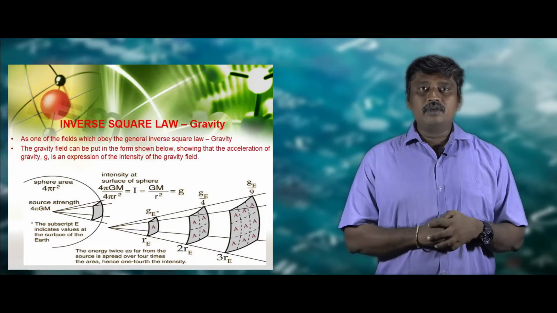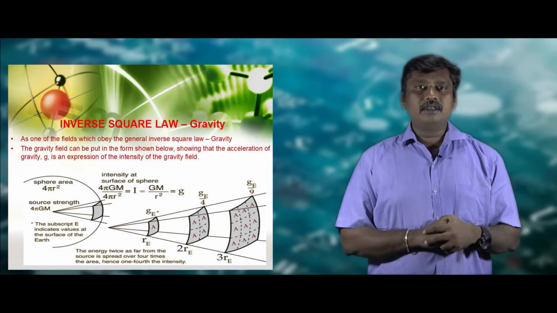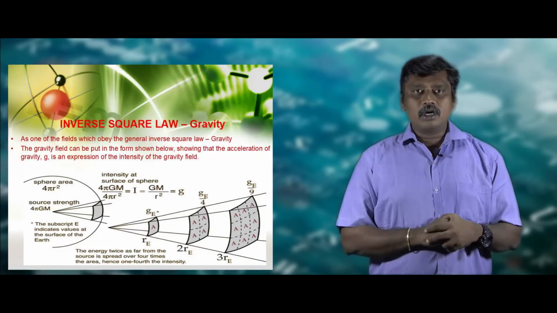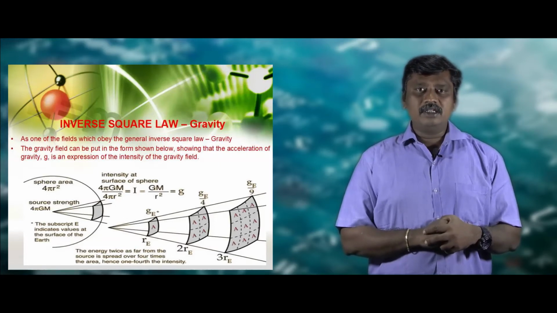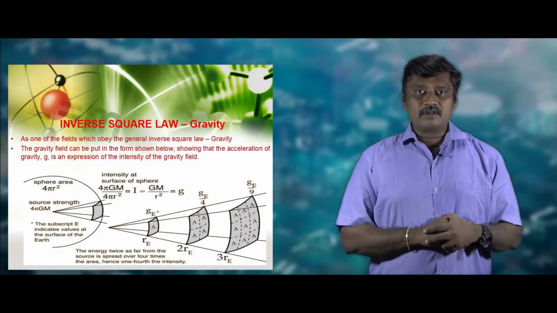GM is constant, so g is equal to GM by r square, where G is the gravitational constant and M is the mass of the earth. Both are constants. So we can write g is proportional to 1 by r square. Since it is inversely proportional, the gravity decreases with increase of the distance from the core of the earth. That's why it obeys the inverse square law.